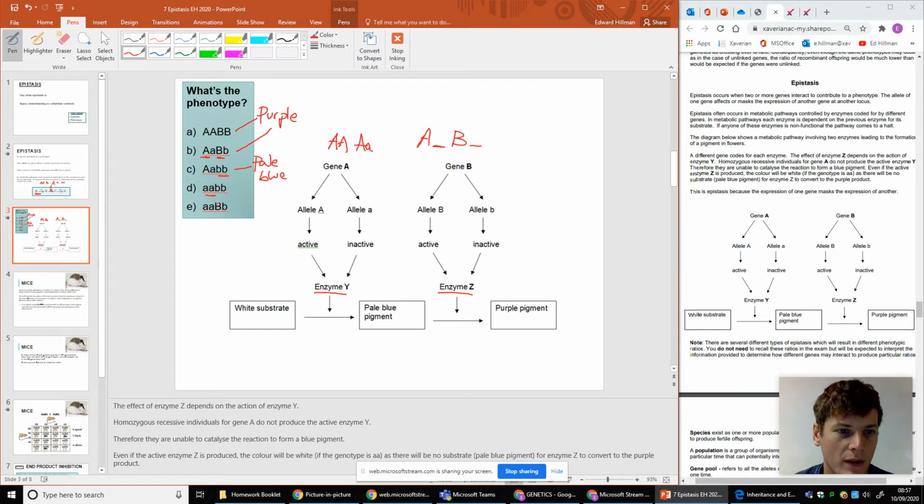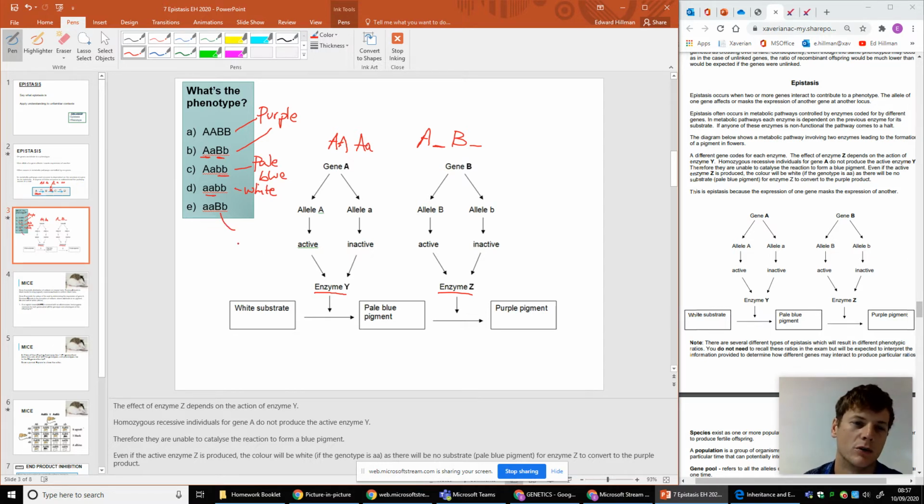This person here, they are homozygous recessive for gene A, so they've got the inactive form of gene A, so there's no enzyme Y can be produced. They would remain white.